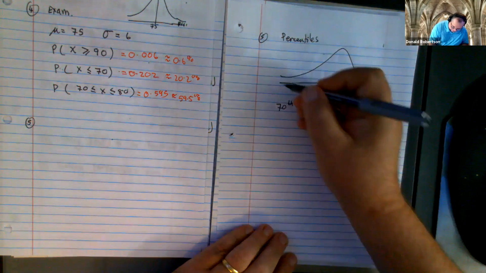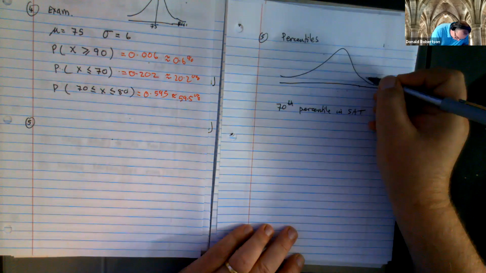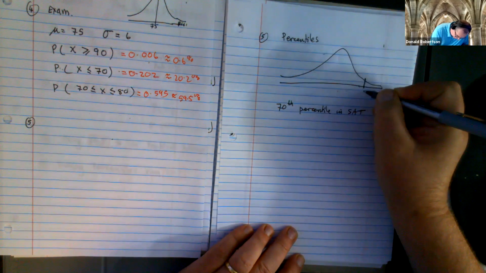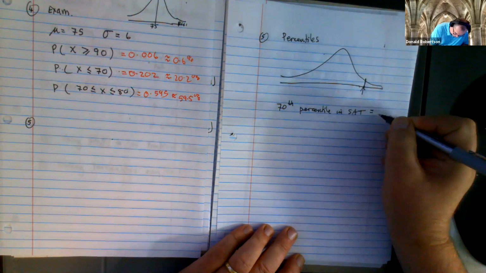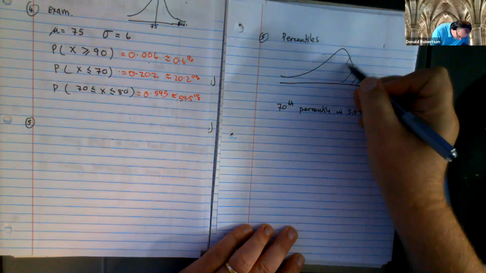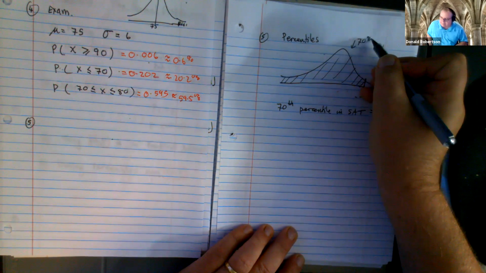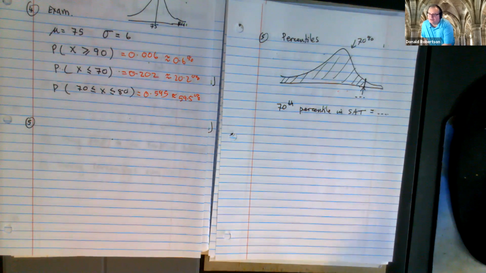Well, the SATs are very much normally distributed, and the 70th percentile would be a score about here, whatever that score is. But what it tells me is that the score I got was better than 70% of the people who took the SAT. Doesn't that give you a good idea of how good you are?